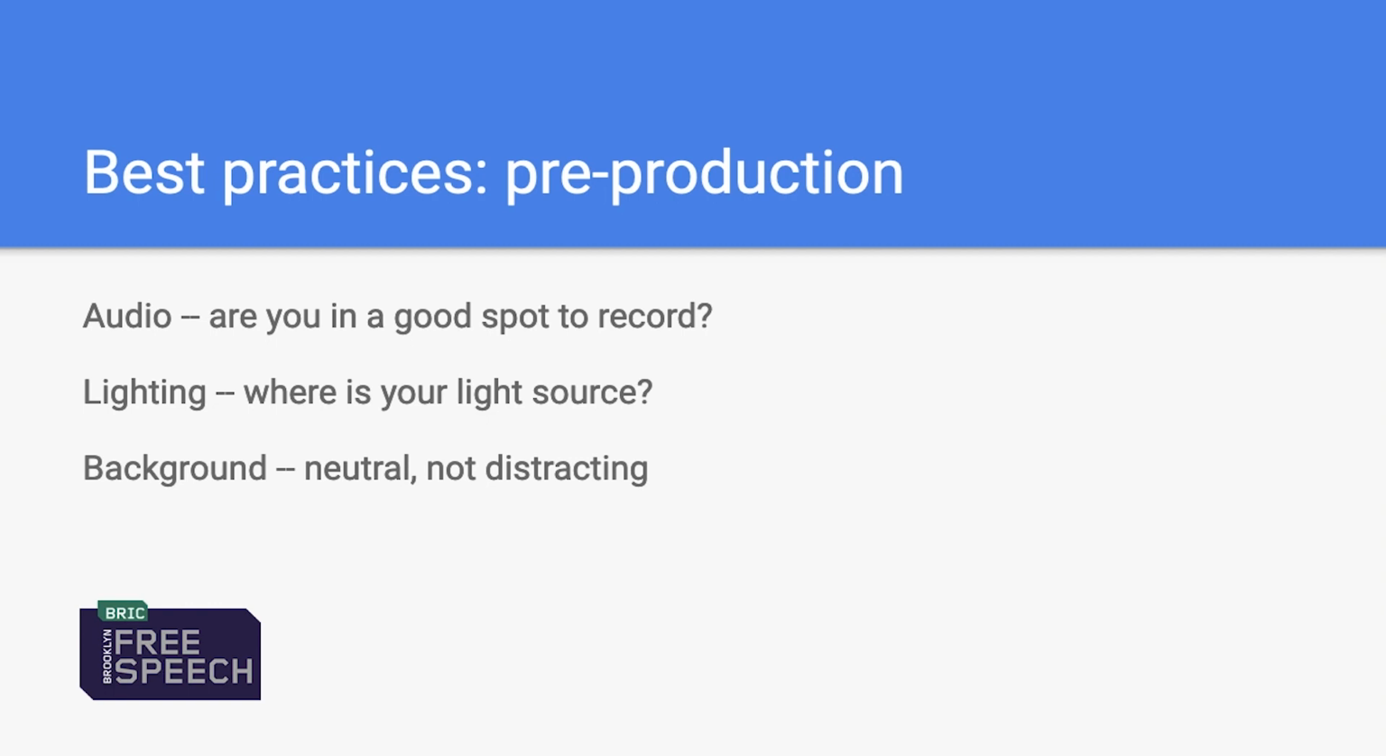audio. Are you in a good spot to record? Are there any audio issues? Do you have any things that might be distracting going on in the background, like other conversations, or is the TV on? Lighting. Where is your light source? It's good to be well lit, and that can either be artificially, like through using a lamp, or also, looking at where your windows are and positioning your laptop or your camera in a way that lights your face well. And then finally, think about the background.